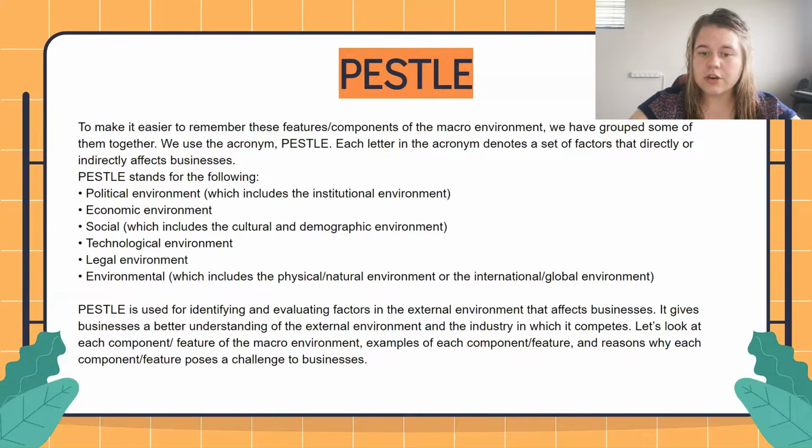PESTLE. So, as I mentioned, to make it easier for us to remember, we remember it as the acronym PESTLE. I'm not going to go through them in detail because we did just go through them. So with political, another one that we can make use of is the institutional environment. The social, we can also call the cultural and the demographic environment. And with the environmental, we need to remember it includes the physical, natural environment, as well as the international and global environment.